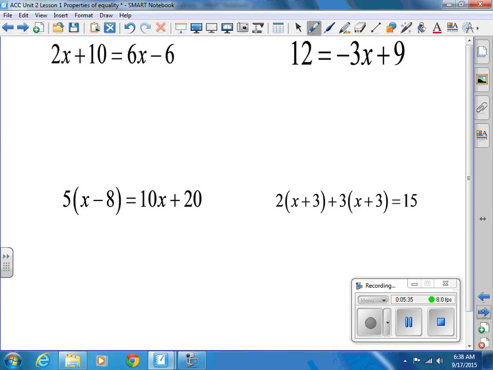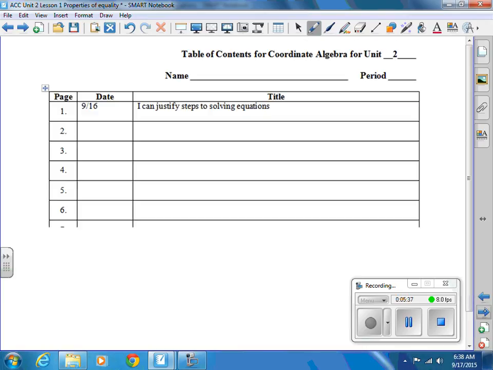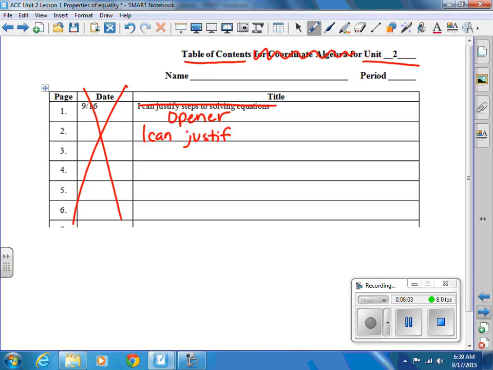So, since we are starting a brand new unit, I want you on a sheet of notebook paper to write Table of Contents, Unit 2. Don't worry about this. You don't have to put that. So at the top, put Table of Contents, Unit 2. And then instead of putting the date, just put number 1. Let's call that our opener sheet. Number 2 is going to be our notes for today. I can justify solving equations.